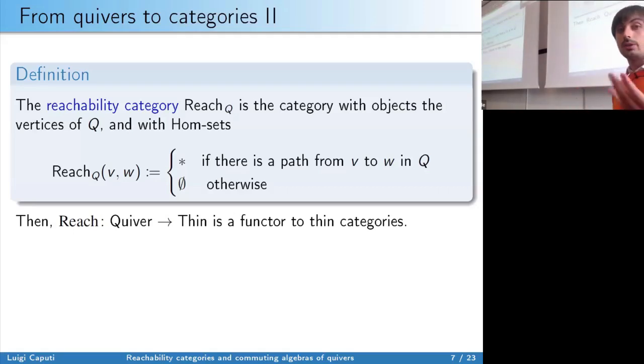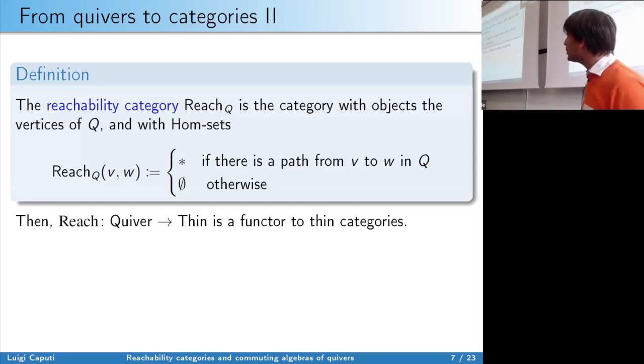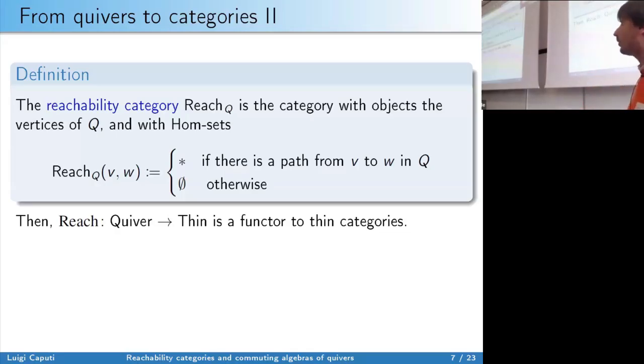But the formal definition is that the reachability category of a quiver is the category with the same objects as the path category. So these are the vertices in a quiver. And for two objects, V and W, there is one single morphism if and only if there is a path from V to W, let's say. And otherwise, we put the empty set as the set of morphisms. So basically, we are squeezing in all possible paths with the same source and target. And that's also the reason for calling it the reachability category. And as an observation, everything is functorial here, so we can go from quivers to thin categories. And this is thin because, of course, it has only one single morphism.